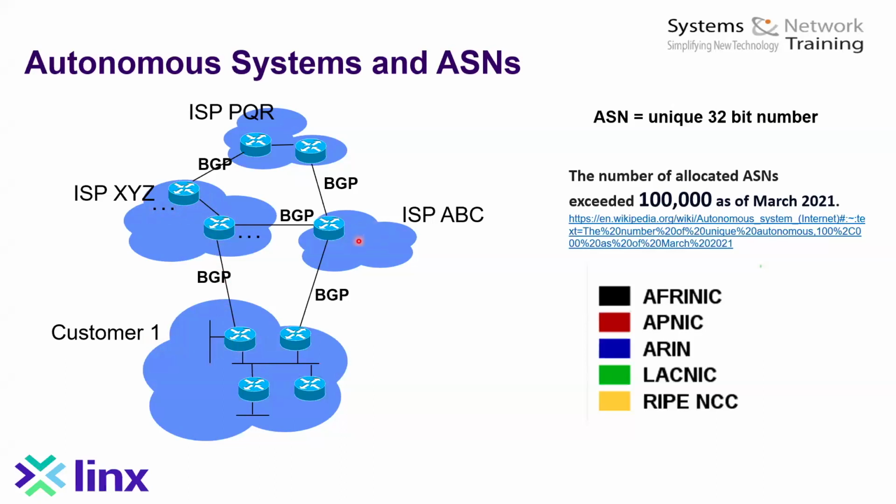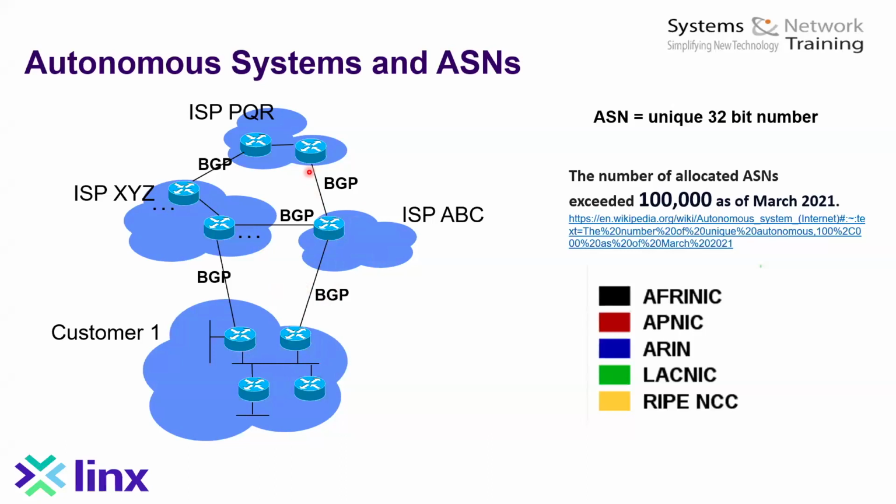Maybe they want to use another one, like ISP ABC here. And so the customer connects to these service providers using their routers and using BGP peering. And then those service providers connect to other service providers up into the core of the internet, if you like. And we'll talk a little bit about that.